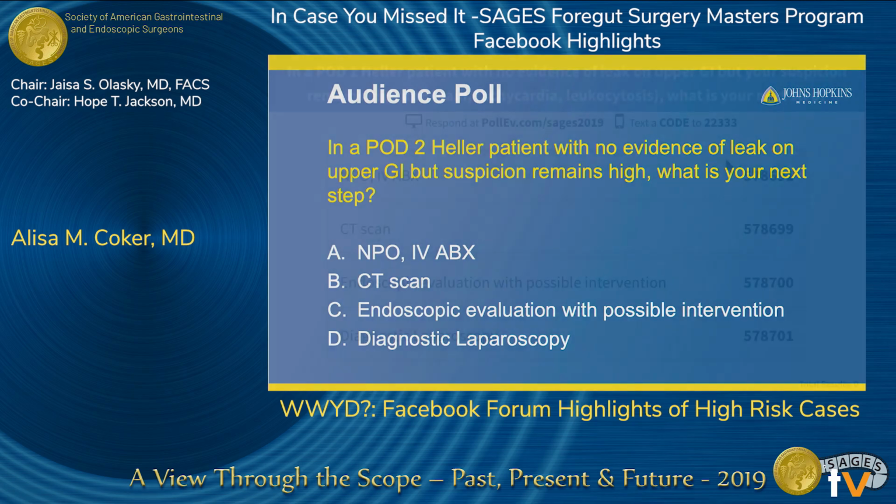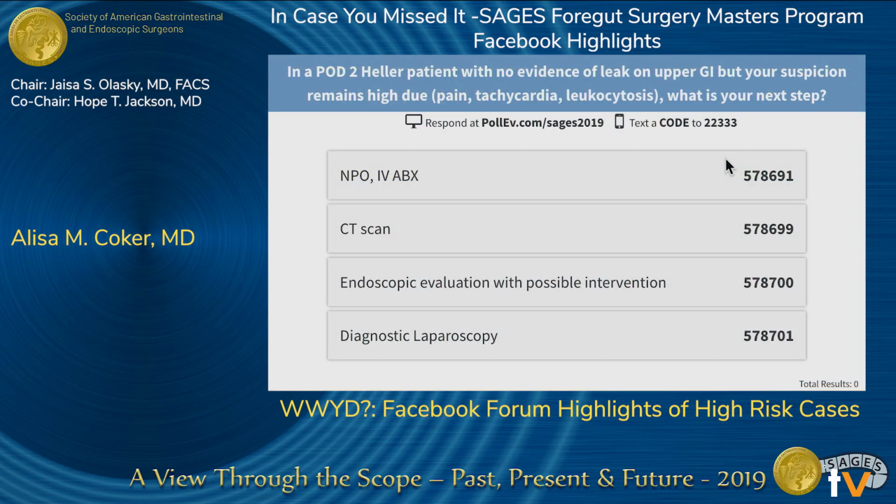So we'll go to our next poll question. What would you do as your next step? Do you just keep the patient NPO and start antibiotics and wait? Get a CT scan, take her for an endoscopy with potential intervention if you find something, or are you going to the OR for a diagnostic laparoscopy? And we'll give you a few seconds to get your answers in.